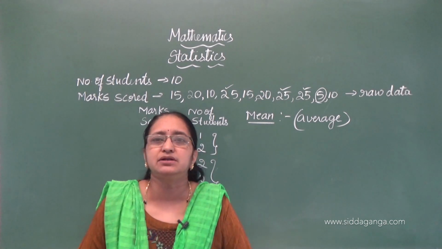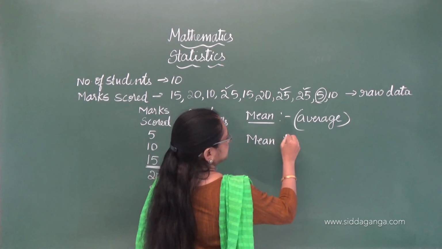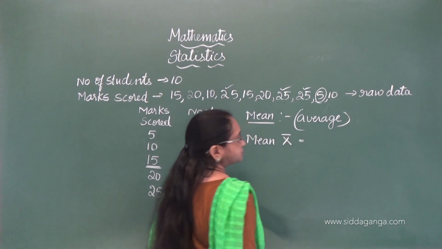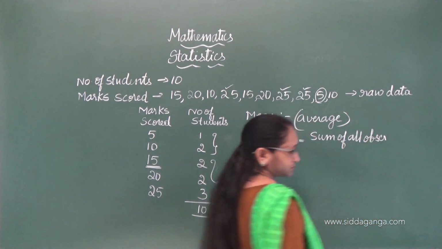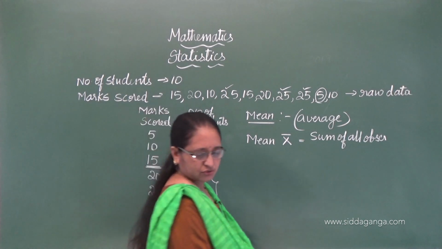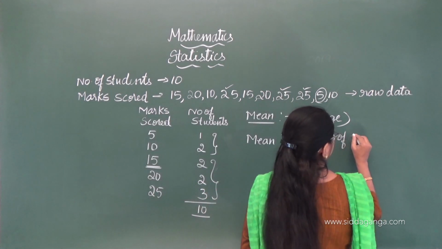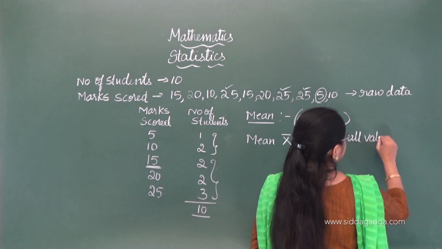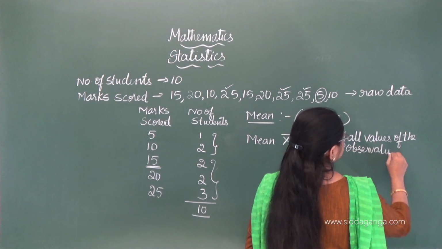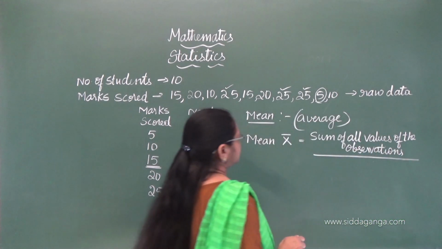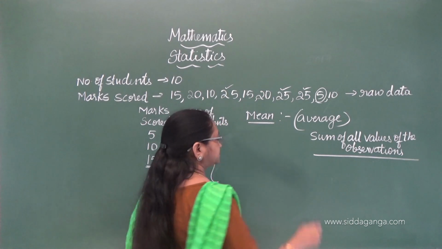So let us find out the mean of ungrouped data. The formula for the mean, actually represented as x bar, is equal to the sum of all values of the observations divided by the total number of observations.